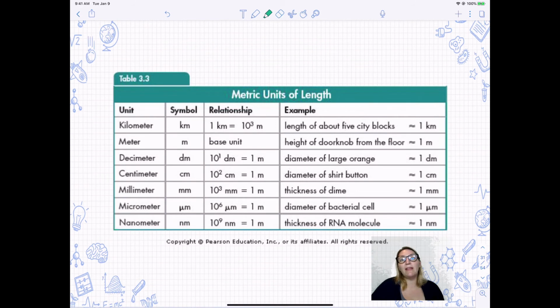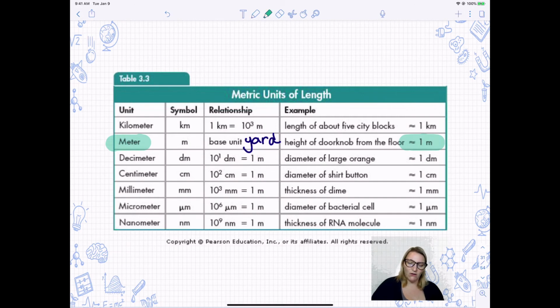So units of length, just to give you some sort of idea, a proportion. What is a meter? It says the height of a doorknob from the door is about a meter. We always talk about a meter being about the same as a yard. So you can have some idea about that. I always think about a football field or a soccer field as being about 100 meters long. That gives you an idea as to what that is.